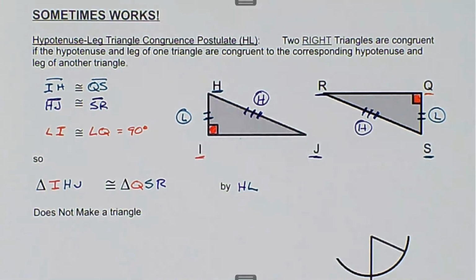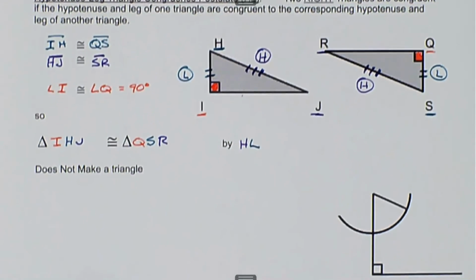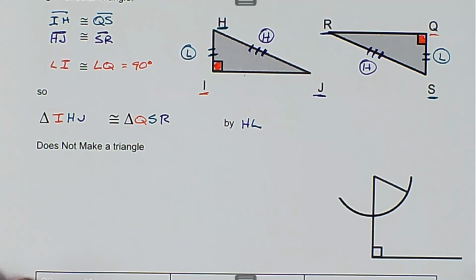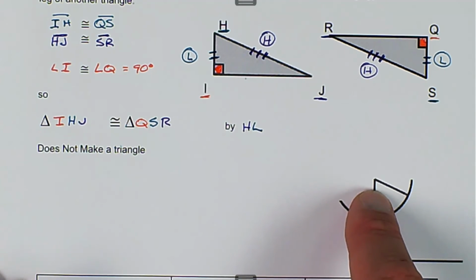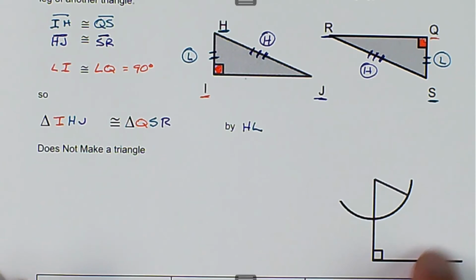Now, sometimes, even in this case, it does not make a triangle, so it doesn't work. So if the given information is a leg and a hypotenuse, and it's the wrong leg in the wrong order, sometimes it doesn't even make a triangle, and that would be another case where hypotenuse leg would not work correctly.